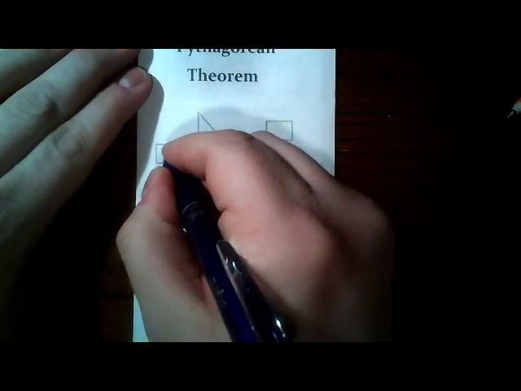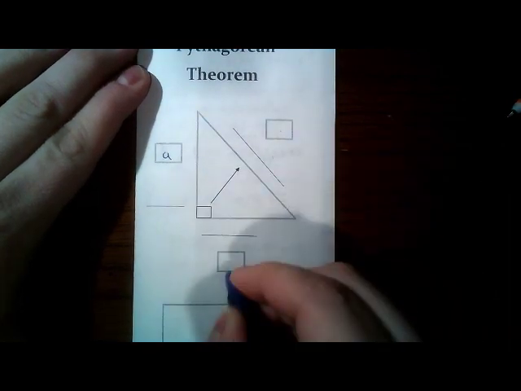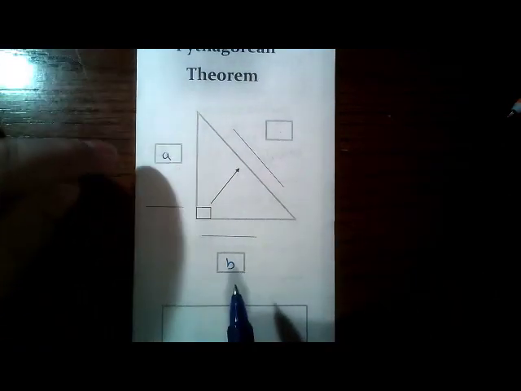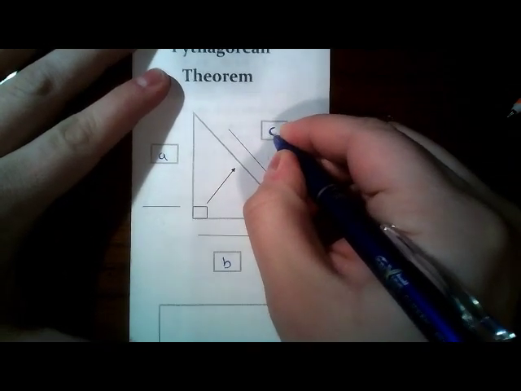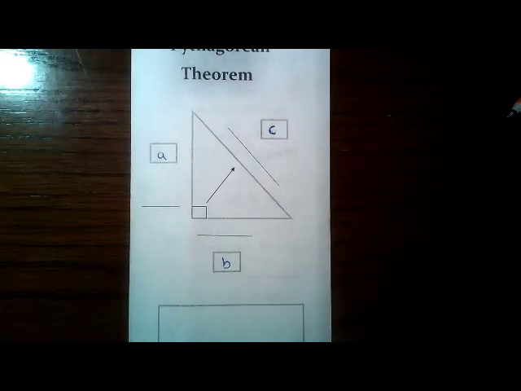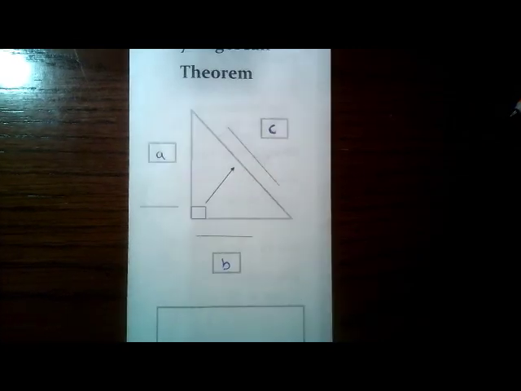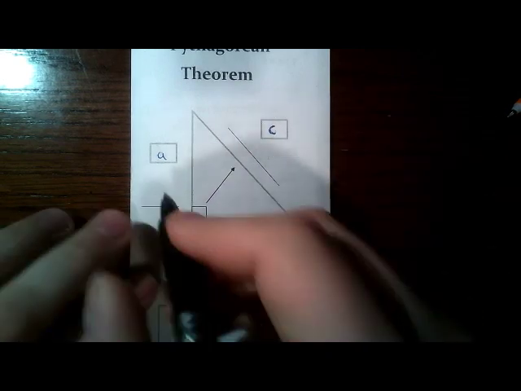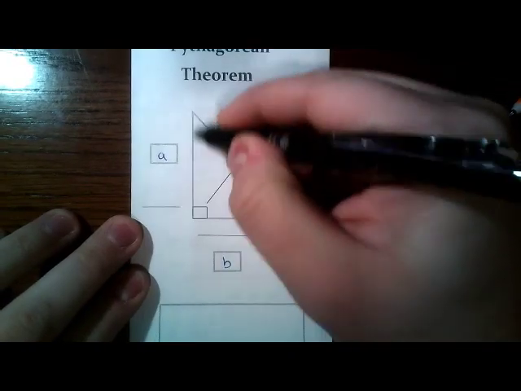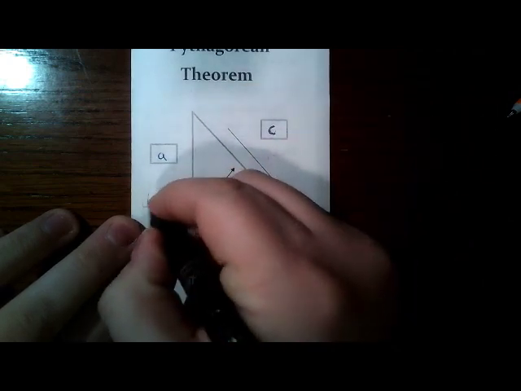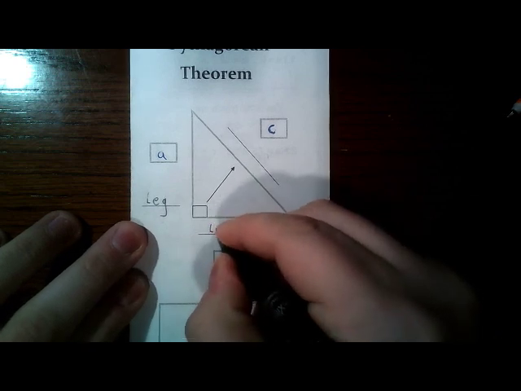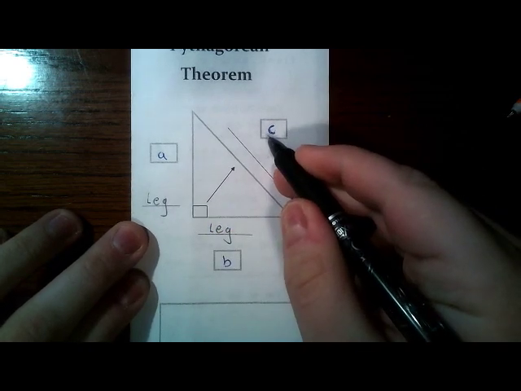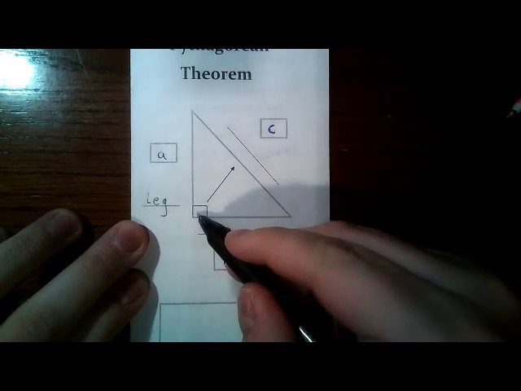A is usually going to be one of the legs. B is going to be the other leg. It doesn't matter if this is B and this is A. But in general, C is usually the hypotenuse. Yes, they could use other letters, but usually it's A, B, and then C. So A denotes this length here, and this is called a leg, if you remember from the vocab. B is another leg, and C, which is the side that's opposite the right angle, is called the hypotenuse.